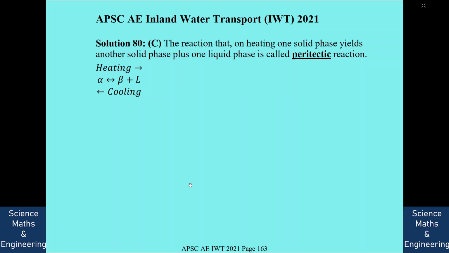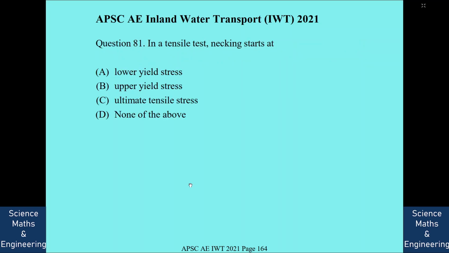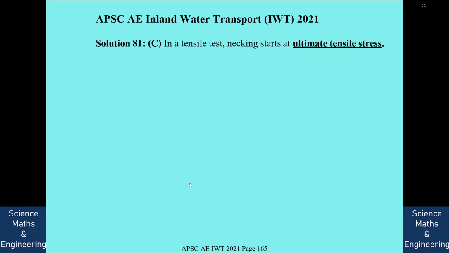Okay, next question. In a tensile test, necking starts at A, lower yield point, B, upper yield point, C, ultimate tensile stress, or D, none of the above. So the answer is, necking starts at ultimate tensile stress.